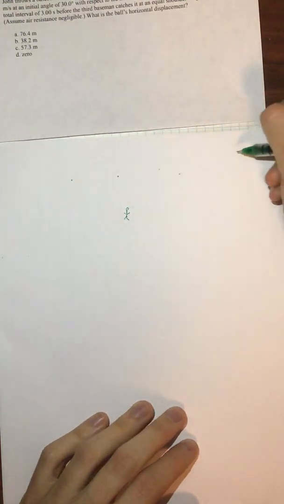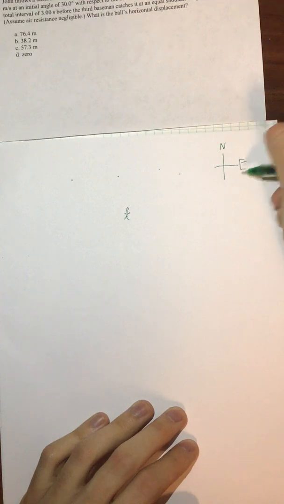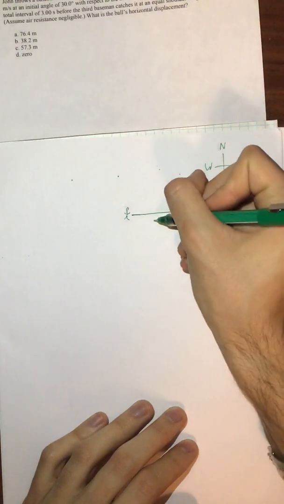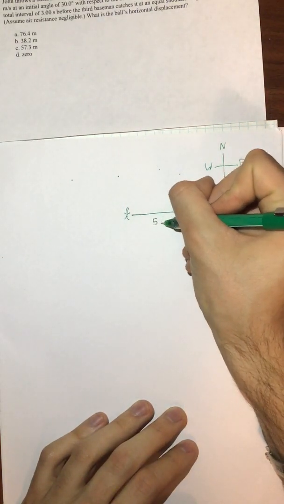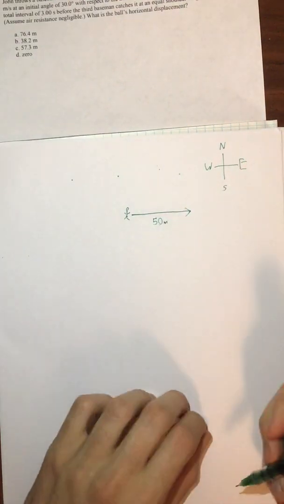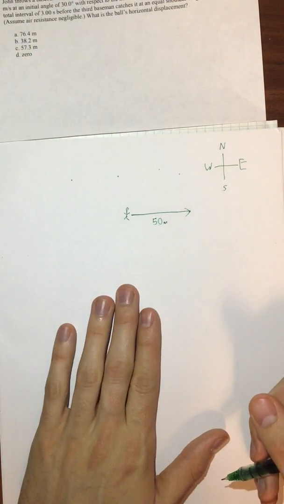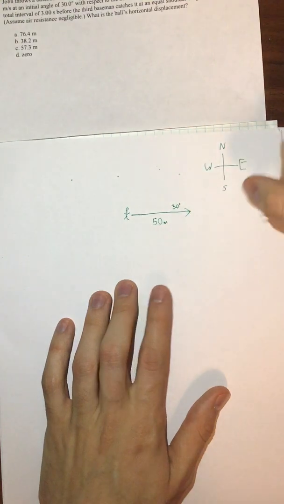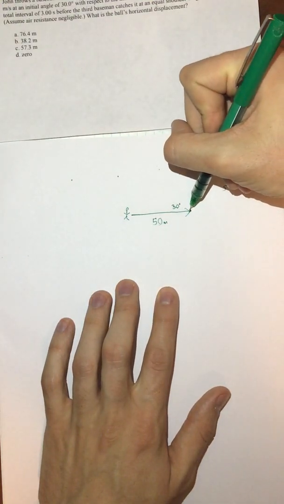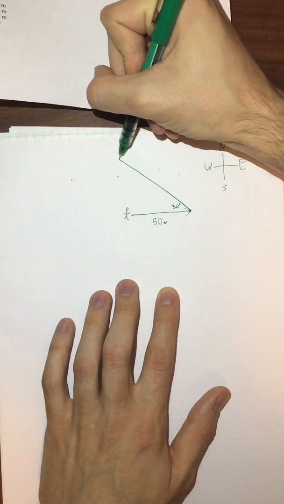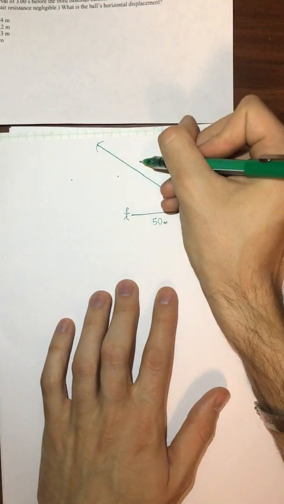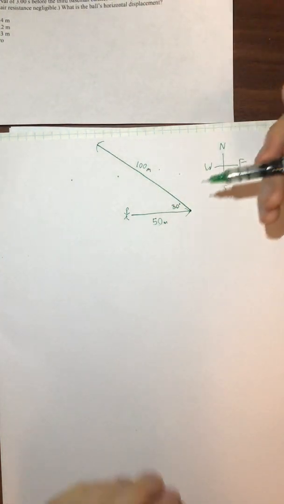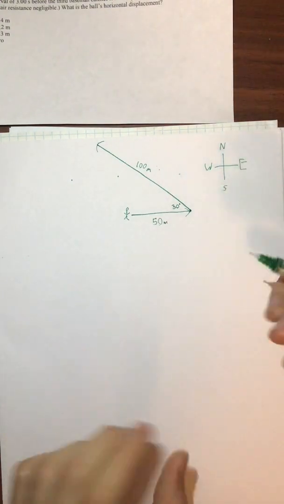So if I set up a compass, north, east, south, west, this person's going to walk directly east 50 units. Okay, we'll make those units meters just so that we're used to them. And then they're going to walk 100 units northwest at 30 degrees above west. So 30-degree angle here. They're going to go from where they just finished. They're going to go northwest 100 units. So 100 meters.